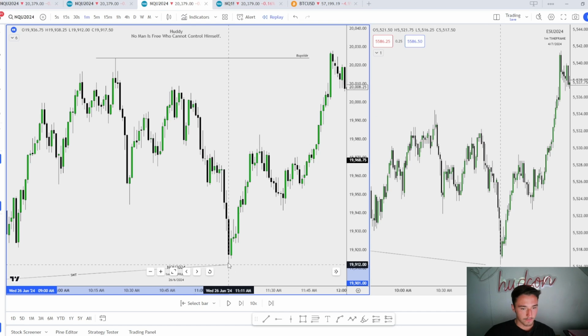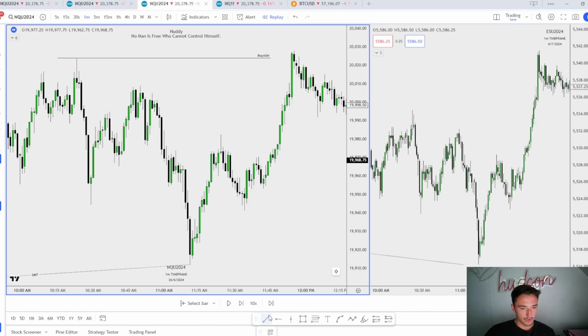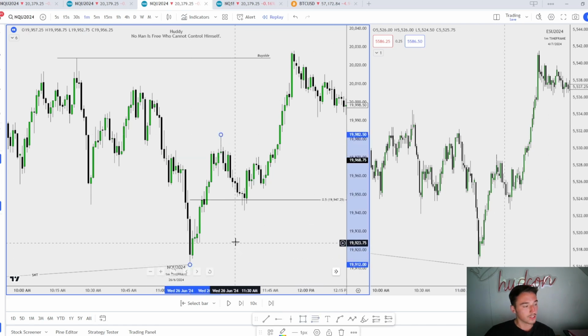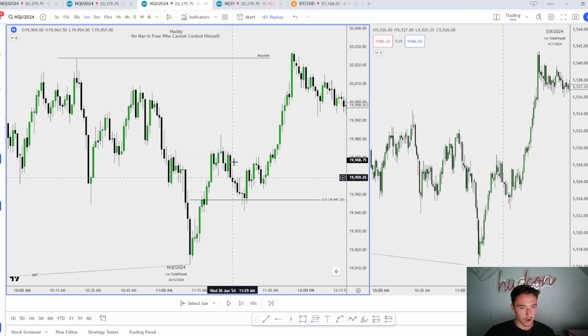So what do we see? SMT down here. Right here becomes your change in the state of delivery, right? But what's this? This is way above discount, right? This is way up here. So what do we do? We wait to see if price wants to come down to a discount, right? We're not going to enter all the way up here after this strong displacement, right? This imbalance right here never gets tapped into.